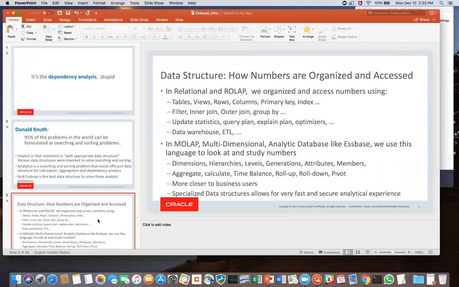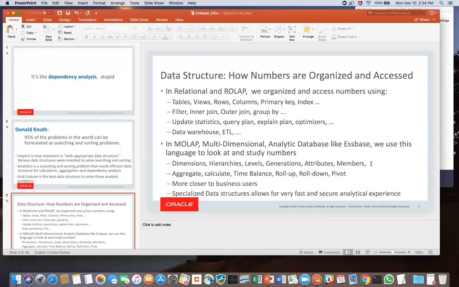Comparing and contrasting with the relational world, in relational we organize the data using tables, views, rows, and columns, and so on. The operations are filters, outer join, inner join, and so on. You have to deal with update statistics, all of these issues. Whereas in a multi-dimensional world or an analytic database like Essbase, we use language that is very close to what business users are familiar with.